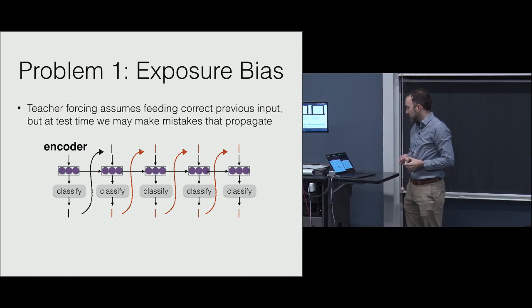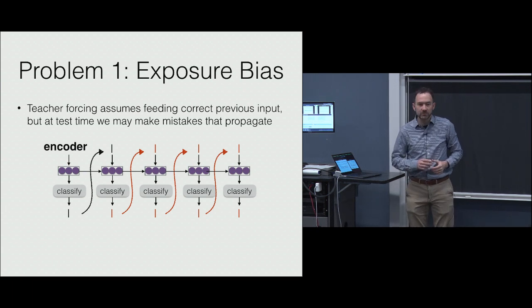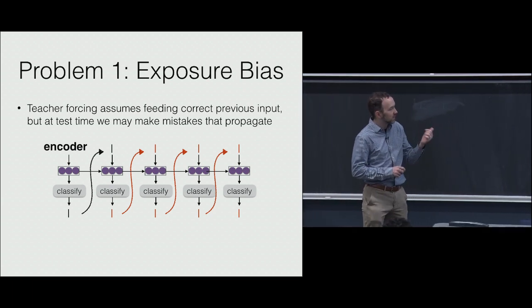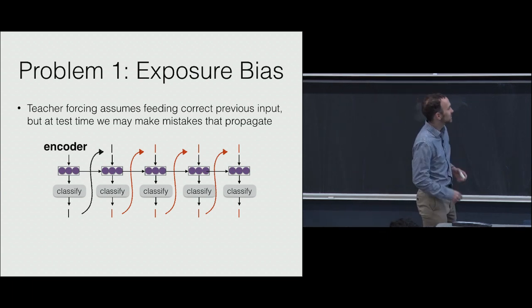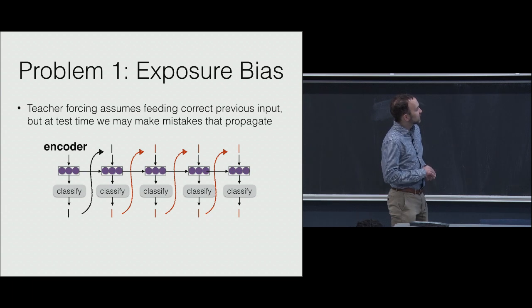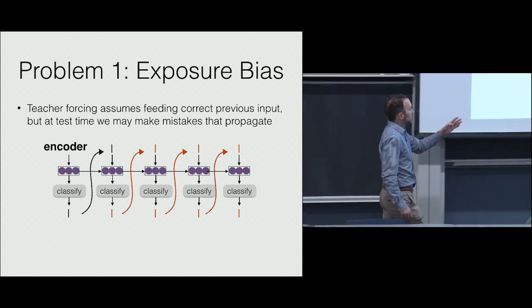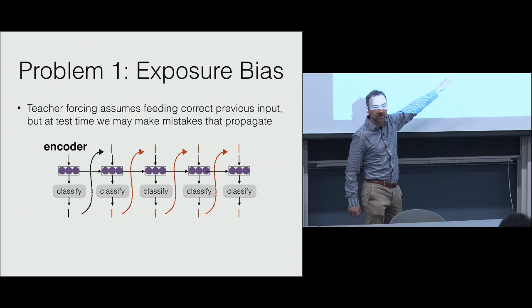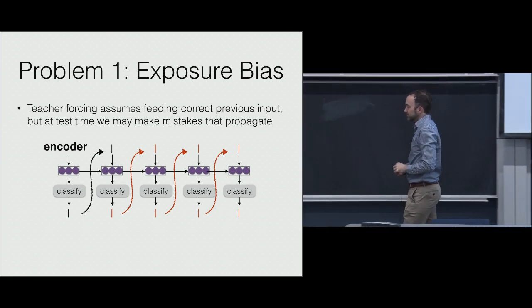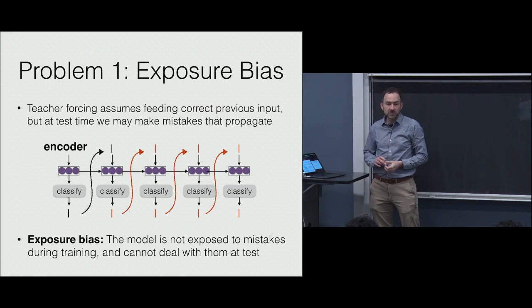So what kind of problems does this cause? The biggest problem that this causes is something that has been labeled exposure bias. This term is actually relatively new. This term apparently was invented by Marc'Aurelio Ranzato and others in 2015. I thought it was an older term, but it's actually fairly recent. But basically, the problem is you're assuming you're feeding in the correct previous input, but at test time you might make mistakes, and once you start making mistakes, you tend to continue making mistakes. You have error propagation that goes all the way from the beginning of the sequence to the end of the sequence. And because the model is not exposed to mistakes during training time, it cannot deal with them at test time.